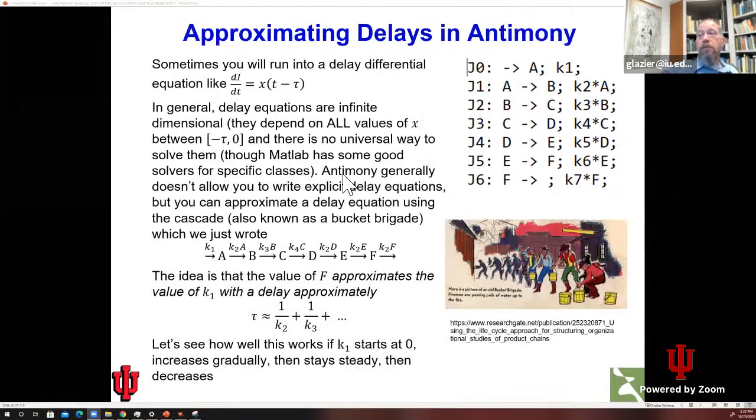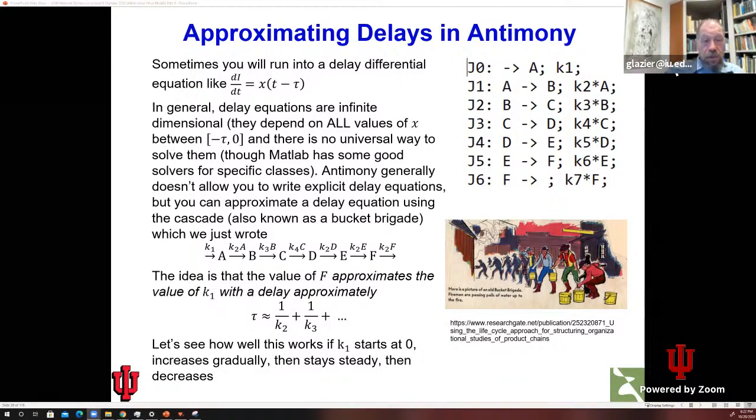Now I want to talk a little bit about something that came up in the examples that were given before in some of the projects, which is what are called delay differential equations. We've seen equations that look like dI by dt is some function of stuff, but that stuff was being evaluated now.